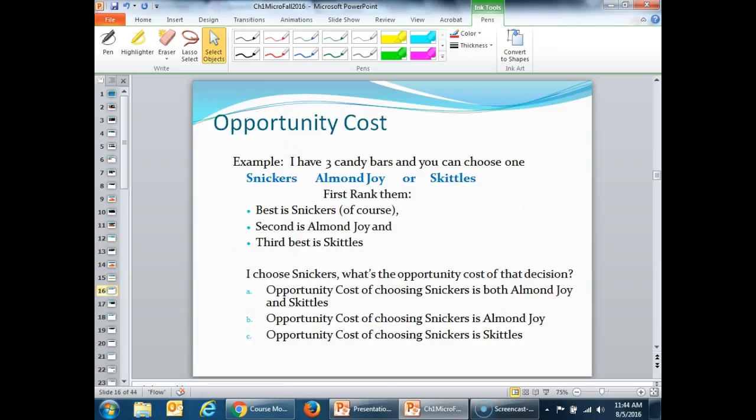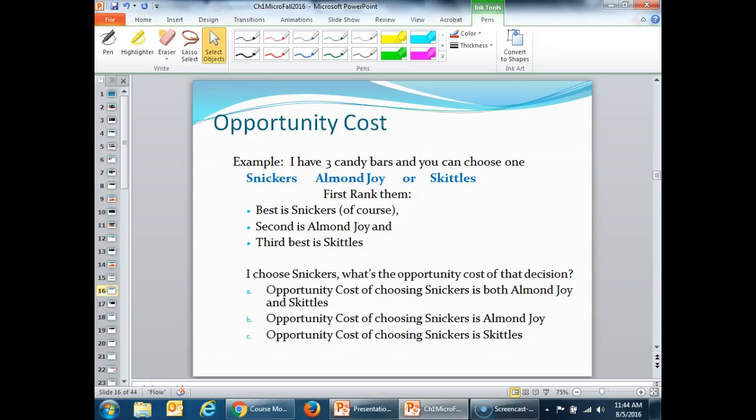All right, so let's just say I have 3 candy bars. If you were standing in a face-to-face classroom with me, I would be showing you a Snickers, an Almond Joy, or a Skittles. And I would say, okay, who here likes chocolate, or who here likes candy? Somebody in the front row shoots their hand up and says, I love candy. Anyway, so I say, well, rank them. Well, if it were me, I would say, yes, the best is Snickers, the second is Almond Joy, and the third is Skittles.